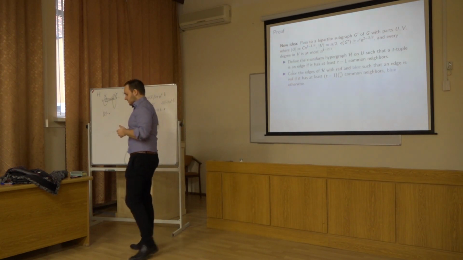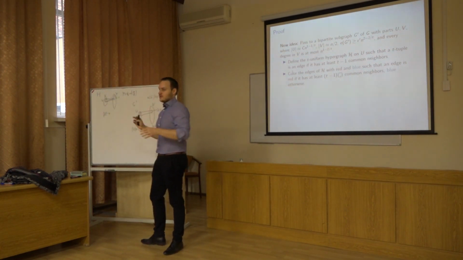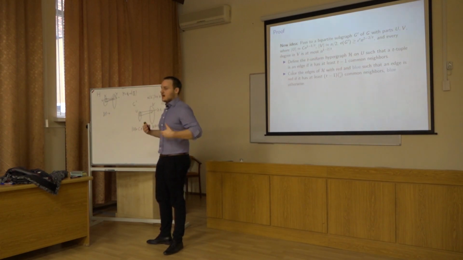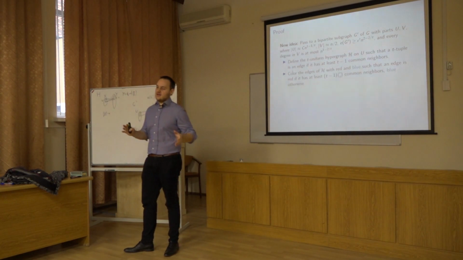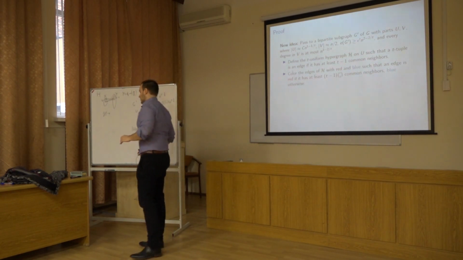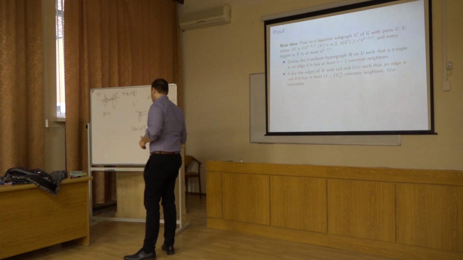So now what we are going to do is distinguish hyperedges based on how many common neighbors they have. So we will distinguish so-called heavy and light edges. I will use colors for this. I will use red and blue edges.